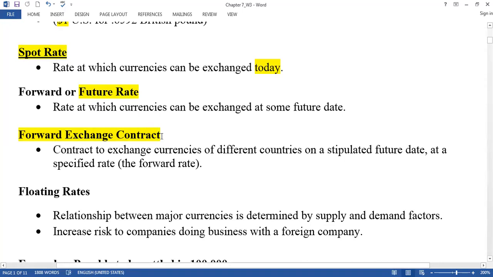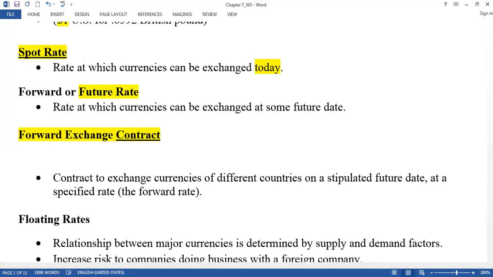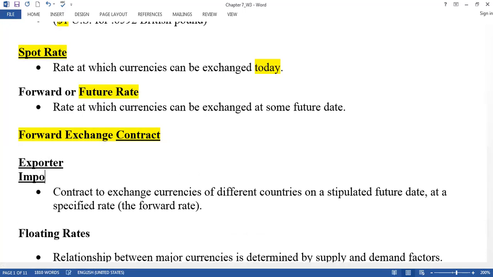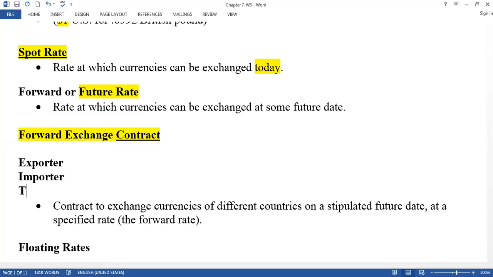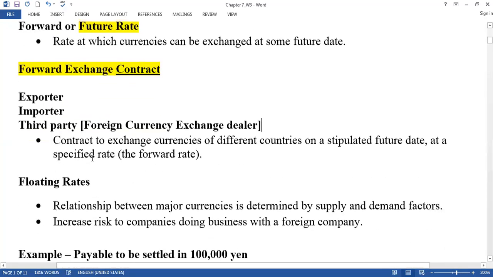Another important terminology for this chapter is called forward exchange contract. Forward exchange contract means a third party comes. We have two parties here, mainly the exporter and the importer. These two groups of people are going to import and export our product. And a third party comes: the foreign currency exchange dealer.